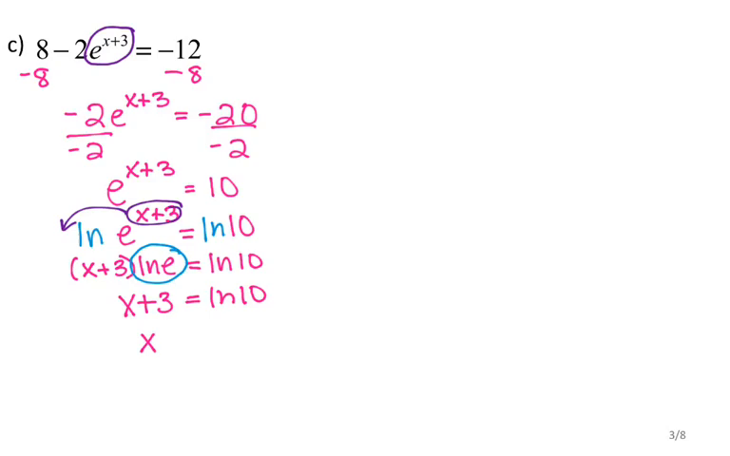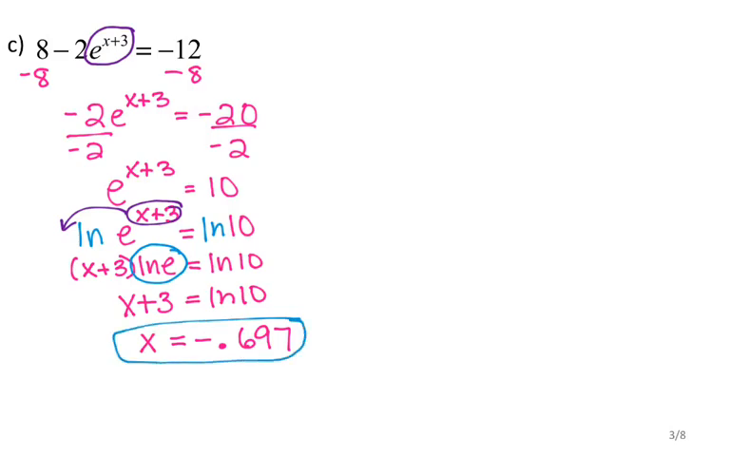I would subtract 3 from both sides. So I'm going to plug that into my calculator. Natural log of 10 minus 3. And that gives me negative 0.697 to 3 decimal places.